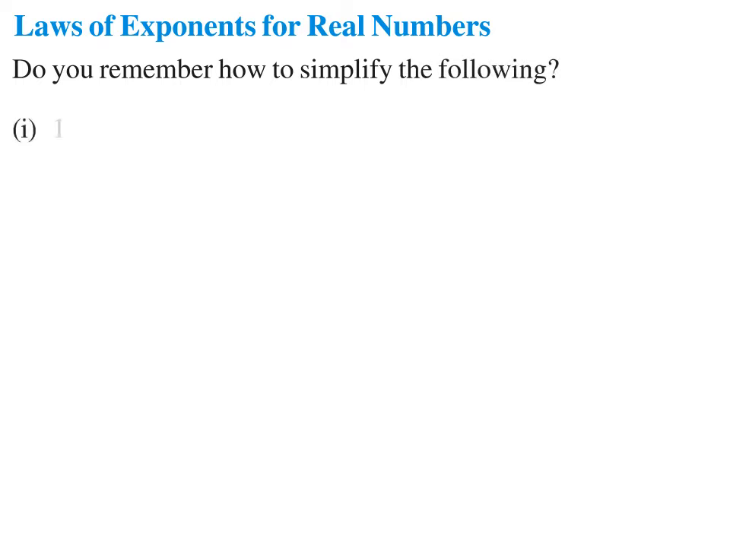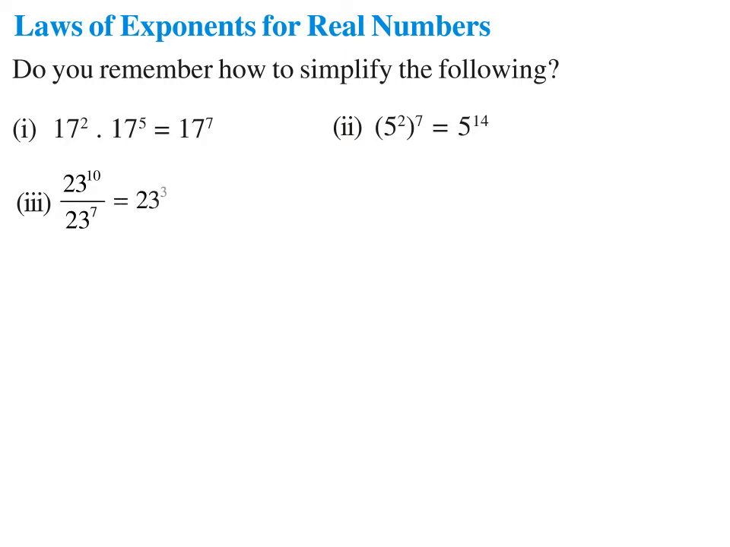The first one, 17 to the power 2 into 17 to the power 5, becomes 17 to the power 7. The second question, 5 to the power 2 whole to the power 7, will become 5 to the power 14. The third one, 23 to the power 10 divided by 23 to the power 7, will become 23 to the power 3. And the fourth one, 7 to the power 3 into 9 to the power 3, can be written as 63 to the power 3. So how can we simplify this?